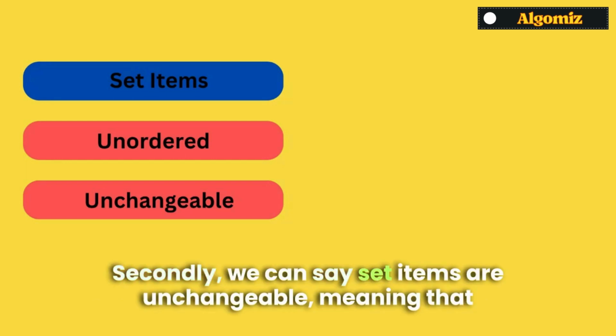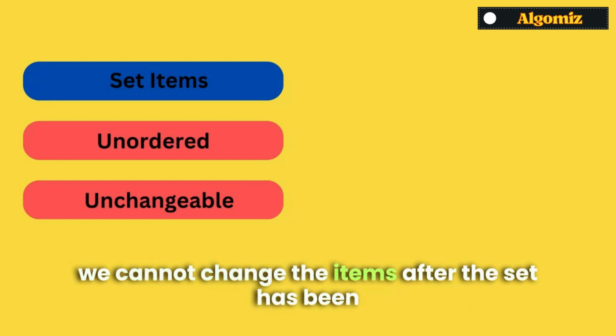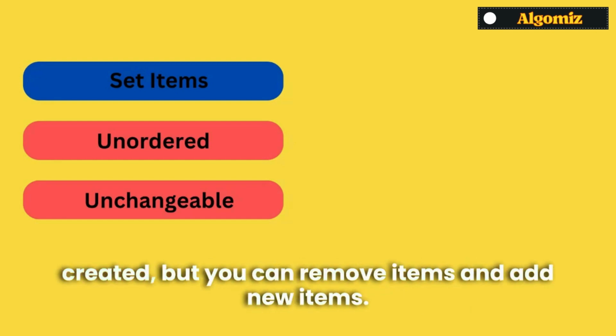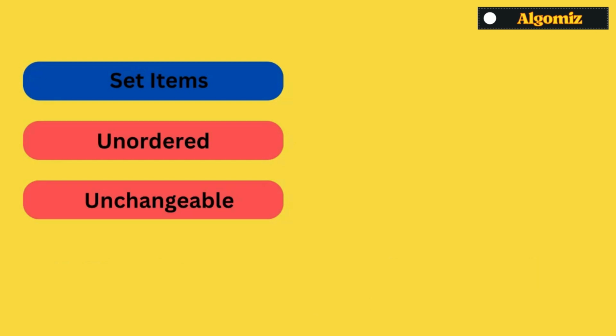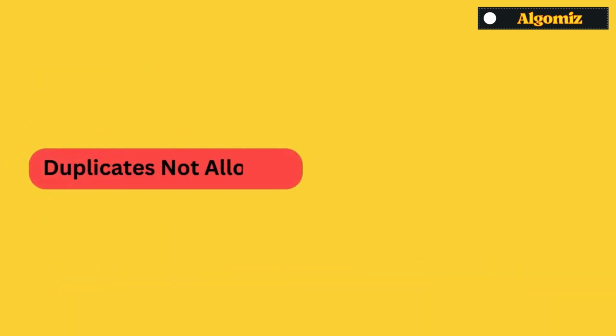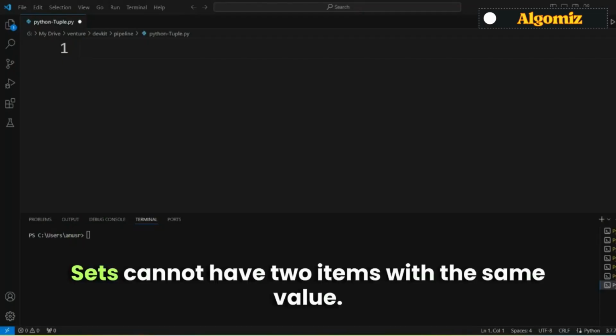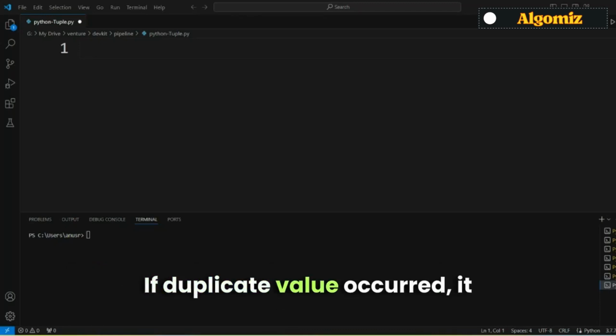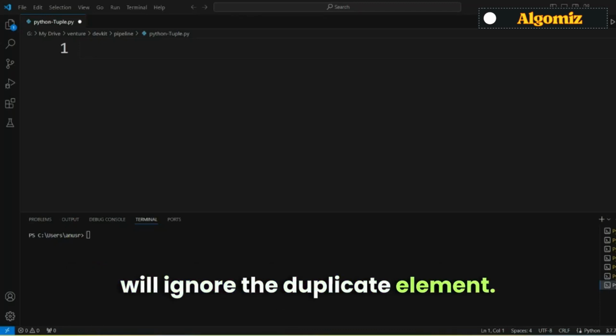Secondly, we can say set items are unchangeable, meaning that we cannot change the items after the set has been created. But you can remove items and add new items. Also, we cannot have duplicate items in the set. Let us have a look into that. Sets cannot have 2 items with the same value. If a duplicate value occurs, it will ignore the duplicate element.